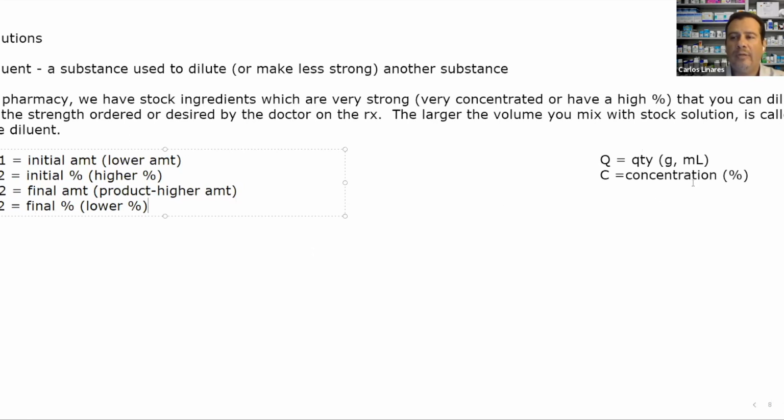So have you ever had Cuban coffee? Very small amount. Yeah, the second C should be C1, right? Yes. Thank you. You're welcome. C1, Q1, C1, Q2, C2, yes.